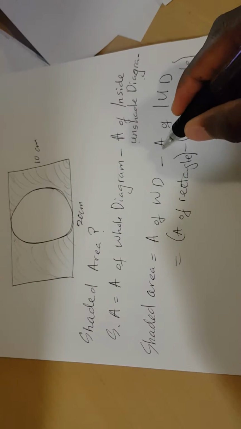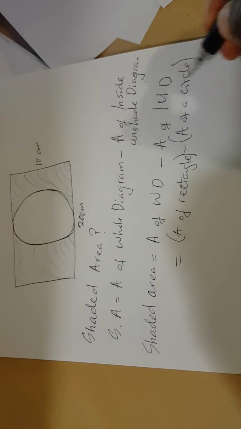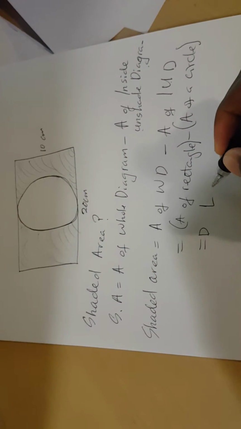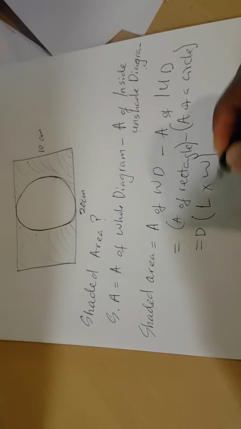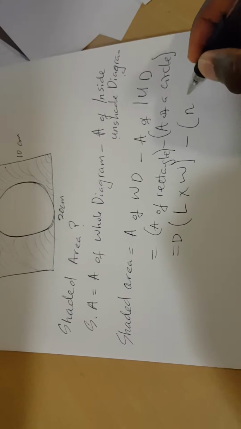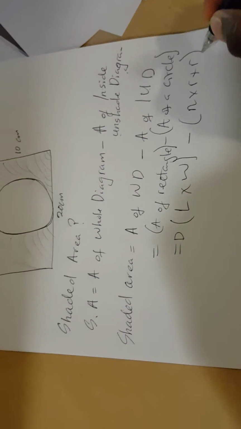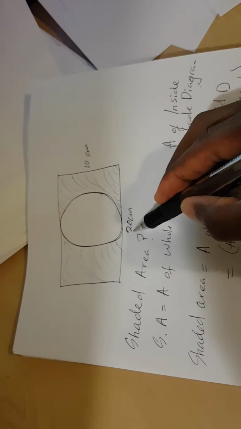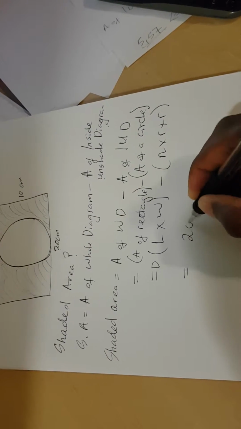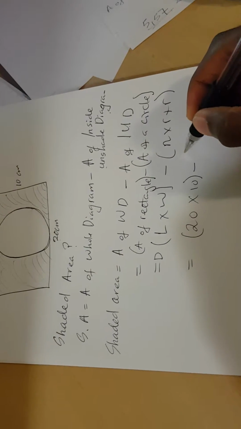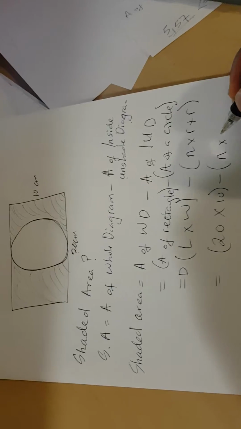So a circle is the inside unshaded diagram. What is the formula for the area of a rectangle? It is length times width, minus the area of the inside unshaded circle, which is pi times r times r. What is the length of the rectangle? It is 20 centimeters and the width is 10. Then pi times, what is our diameter and what is our radius?